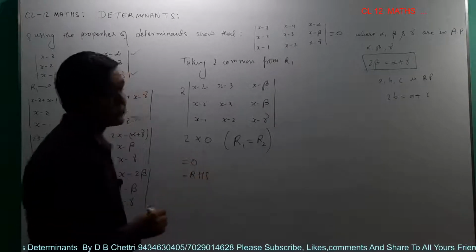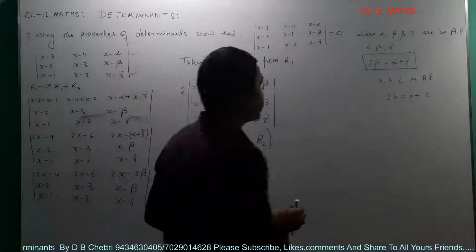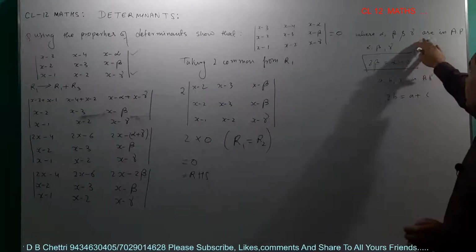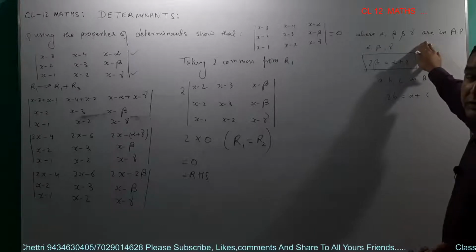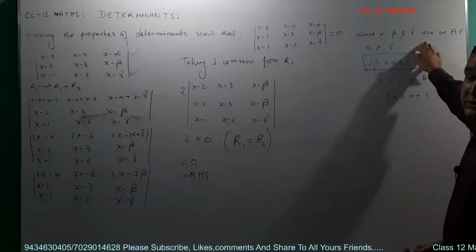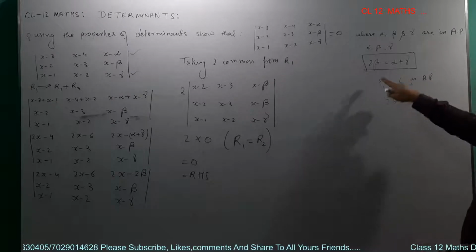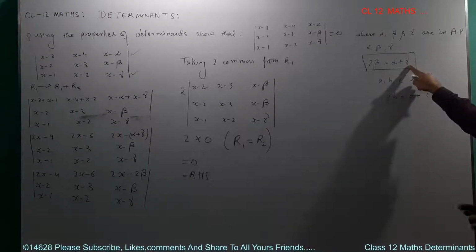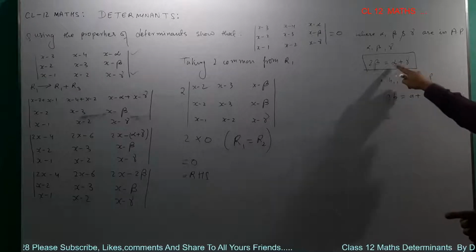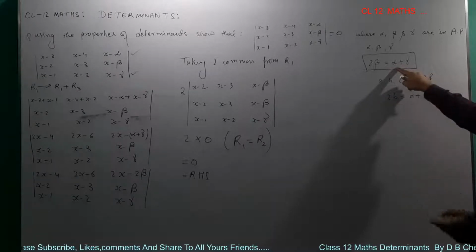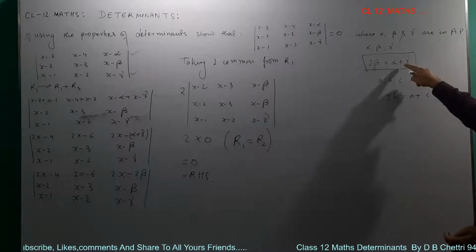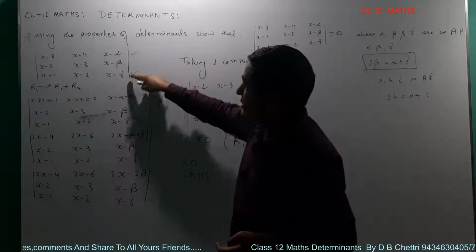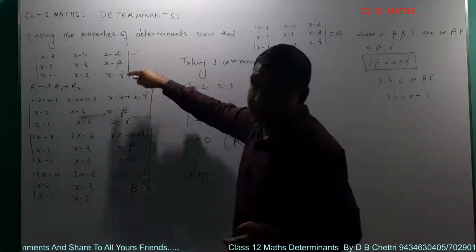Then remember the basic concept is there. We already learned arithmetic progression in class 10. Remember, if the AP's middle term is equal to the sum divided by 2, according to this formula we add those rows or columns which contain alpha and gamma. That's why we are adding R1 plus R2, because this contains alpha and gamma.